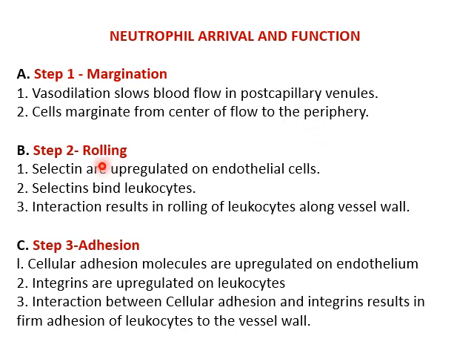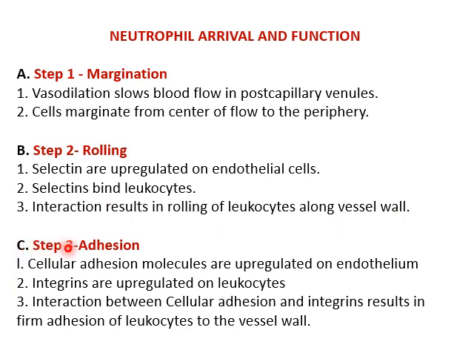When that happens, we move to number 2, that's rolling. So the selectins are upregulated on the endothelial cells. The cells that make up the blood vessels upregulate and produce the selectins. Selectins bind to those white blood cells, leukocytes. That interaction results in rolling of leukocytes along the blood vessels.